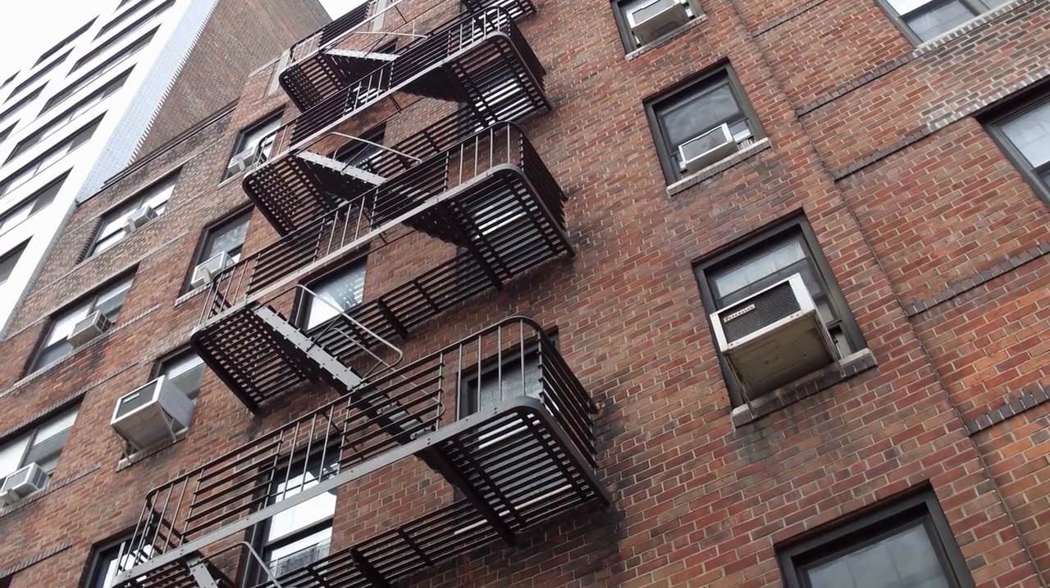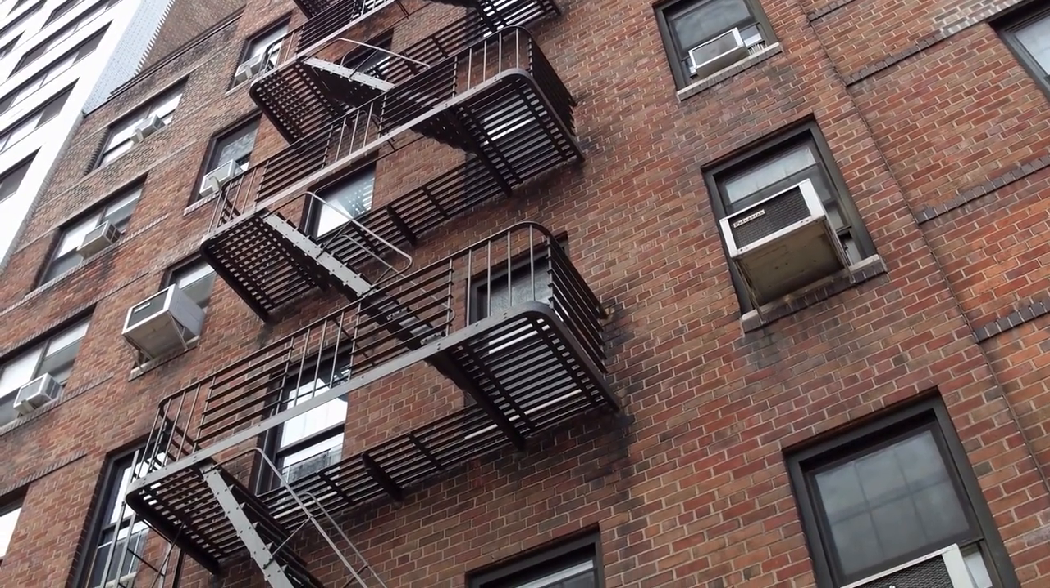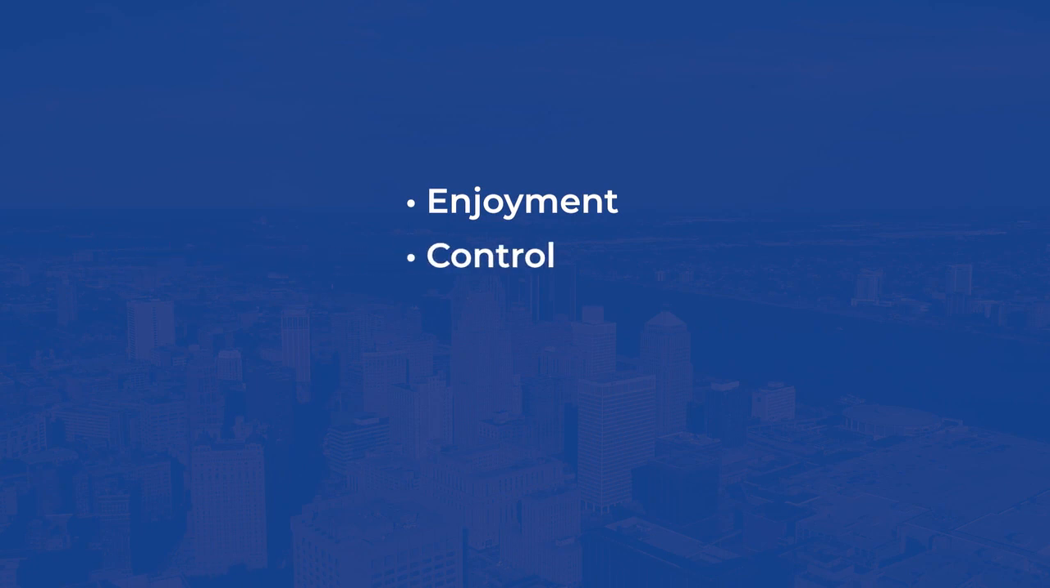A tenant of an apartment will be allowed to possess the apartment, but that right to possess the apartment can be taken back by the owner and given to someone else. The other primary rights that are contained in a bundle of rights are enjoyment, control, exclusion, and disposal.